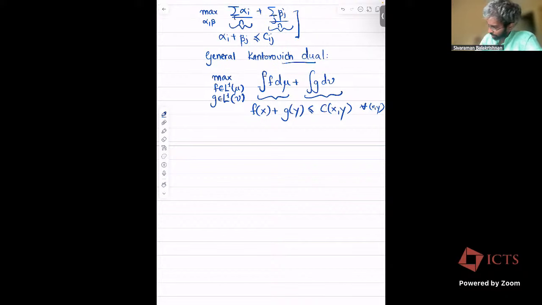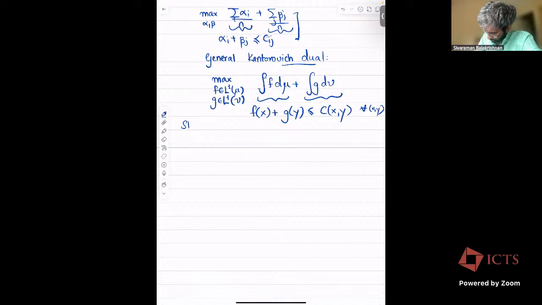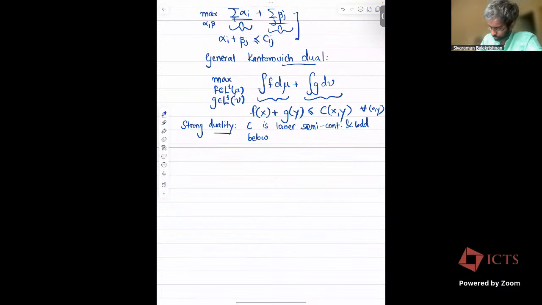Okay, so let me just make some remarks. One of them is something about strong duality. In an LP, strong duality essentially always holds. Here, it holds provided the cost C is lower semi-continuous and bounded below. So these are some mild regularity conditions that in our examples will always be satisfied. If your cost satisfies these, then strong duality will hold.